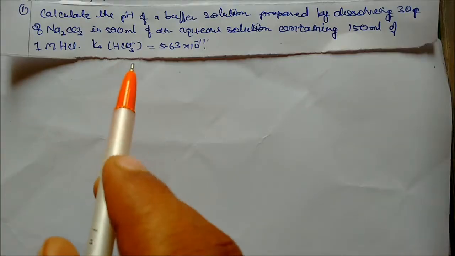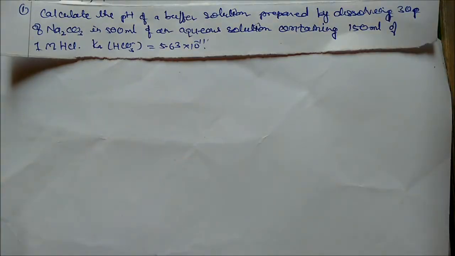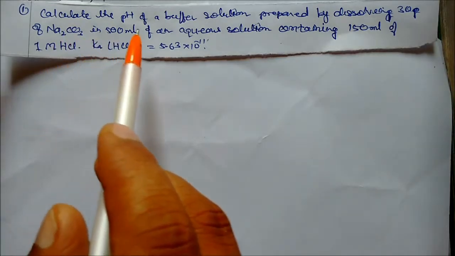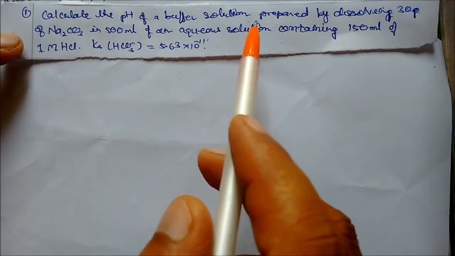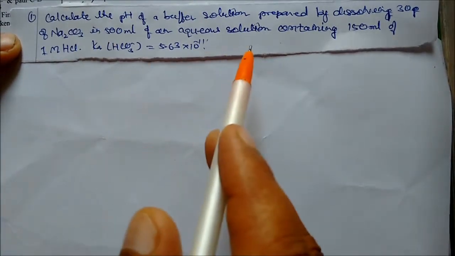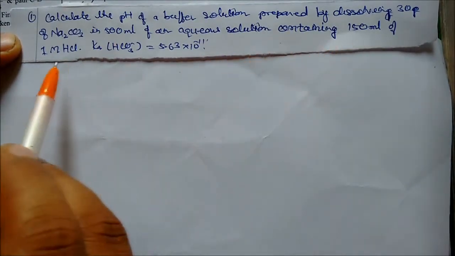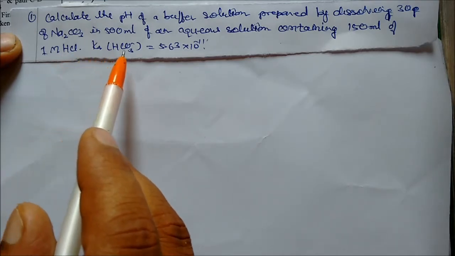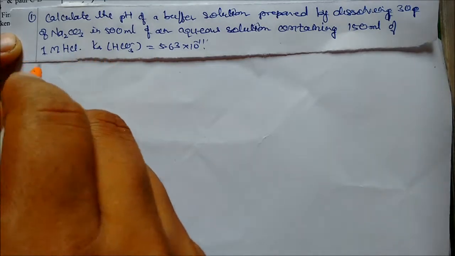Some more problems based on buffer solution. So the first question is: calculate the pH of the buffer solution prepared by dissolving 30 gram of sodium carbonate in 500 ml of the aqueous solution containing 150 ml of 1 molar HCl, and the K of this weak acid has been given. So first you write the equation.